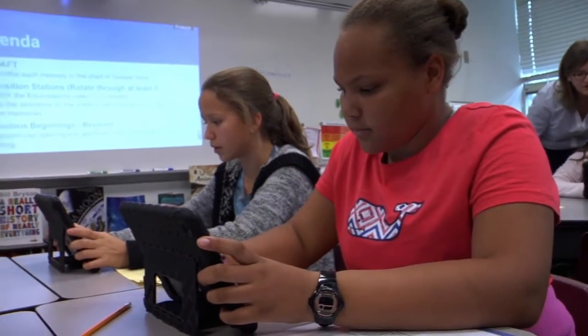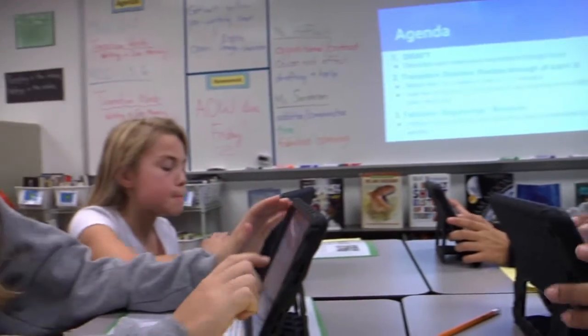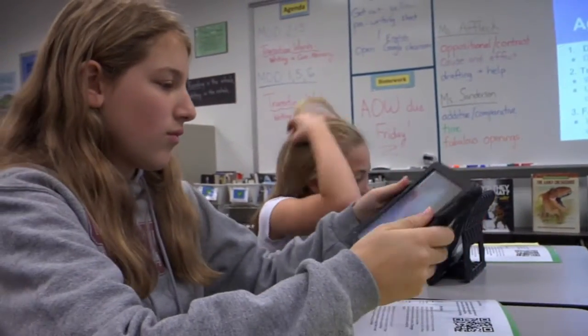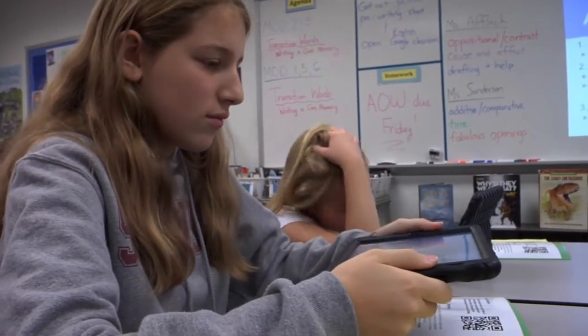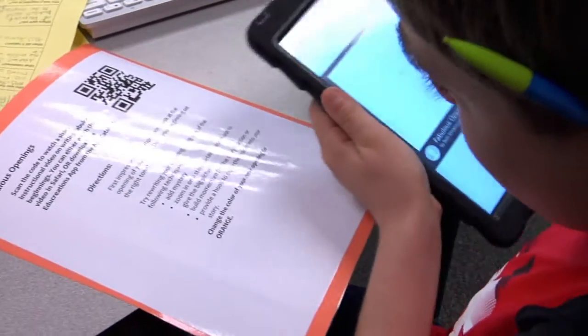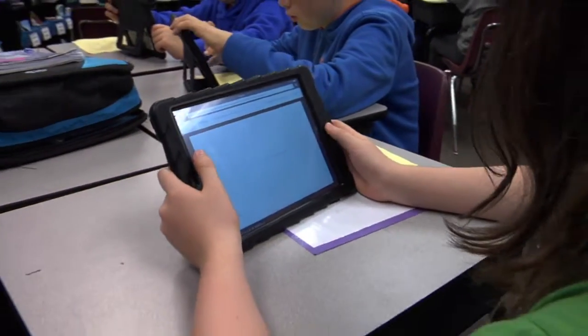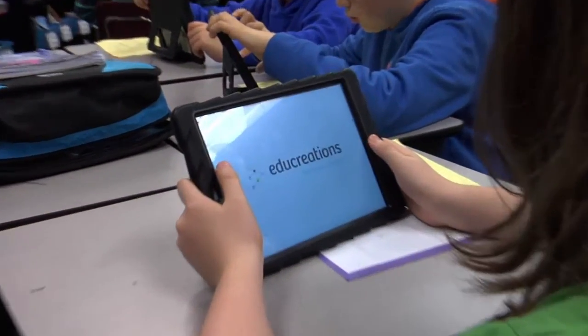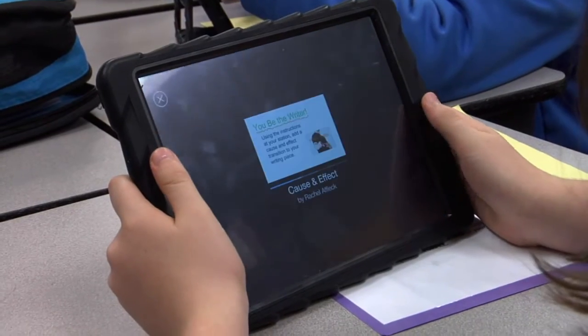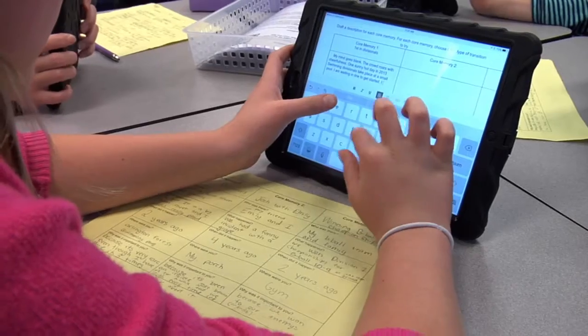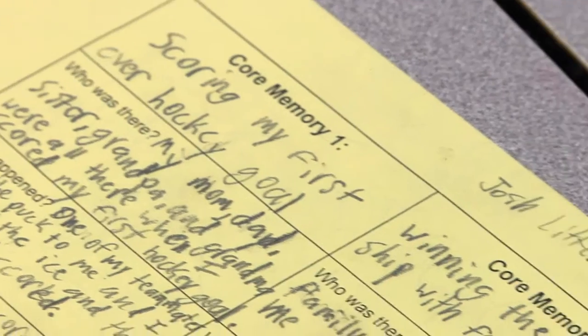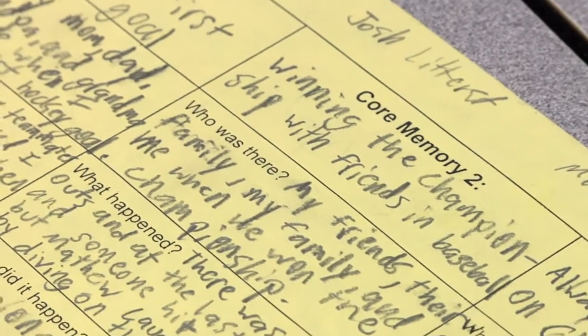In order to do that, we flip some of the instruction. So we have given them Educreations videos that they're using on their iPads. We've used QR codes so that we can have stations, but the kids don't constantly have to be moving. So they'll switch a station by switching a sheet, and they use a QR code, and then they watch an Educreations video. Once the kids watch the video, then they have an instruction sheet which shows them how they incorporate that into their core memory.